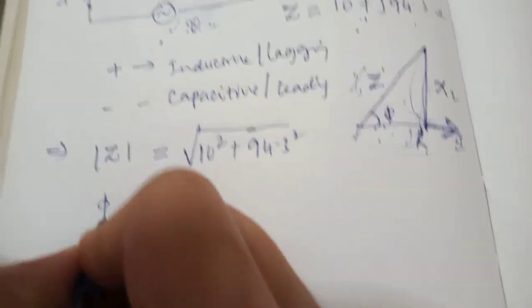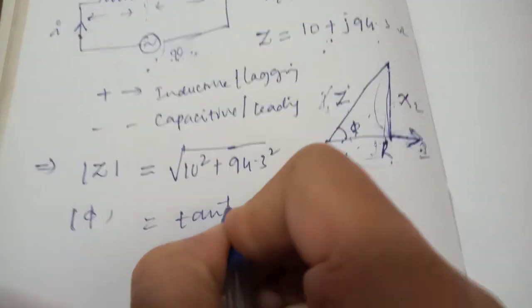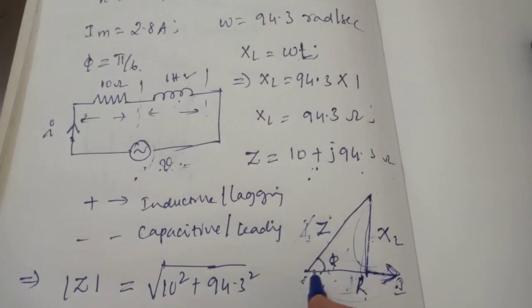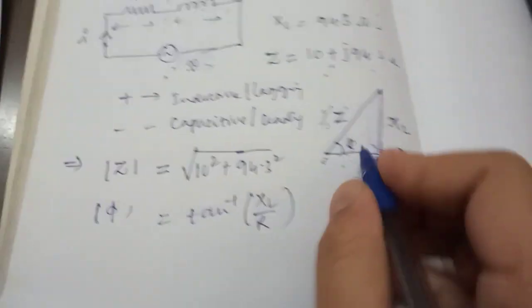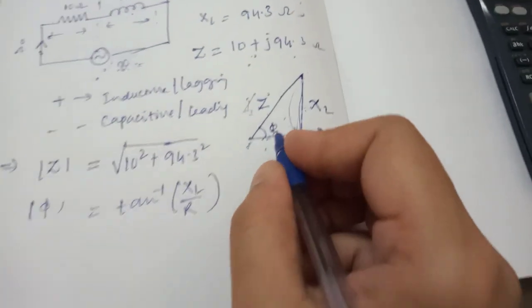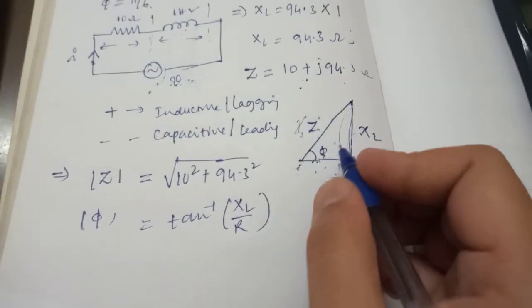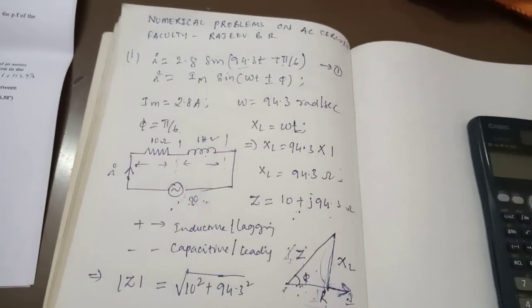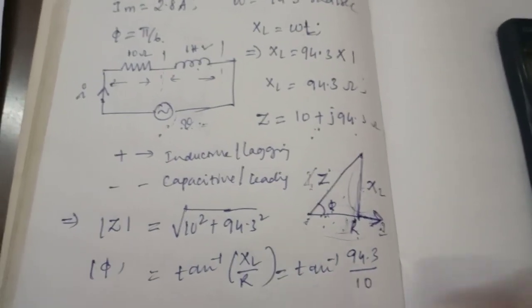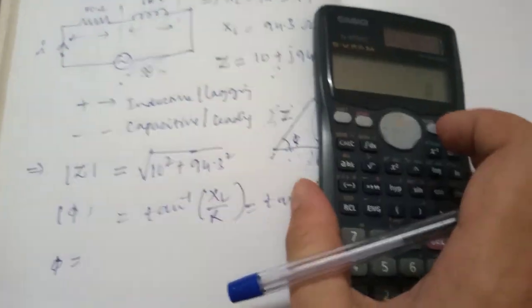So what is the phi angle? Phi is equal to tan inverse of XL by R. Tan of angle phi is XL by R. So phi is equal to tan inverse of XL by R. XL is 94.3. And what is the value of R? The value of R is 10 ohm. So that is angle phi. Now you can calculate this.